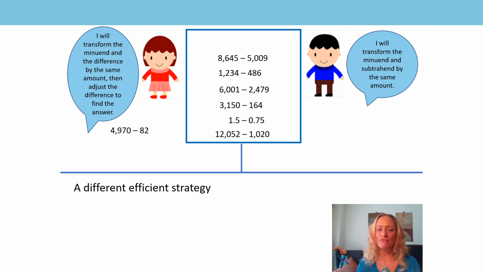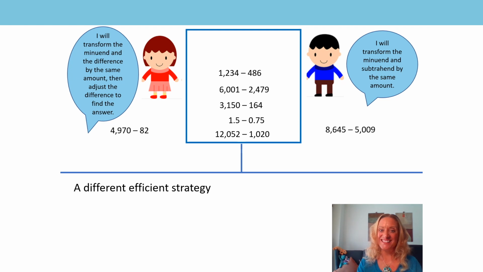8,645 subtract 5,009. What decisions did you make looking at this? I'm looking at 5,009 and I'm noticing that that's close to a multiple of 1,000. Did you do that too? And so actually I could make a multiple of 1,000 by subtracting 9. And actually, yes, whose method would be the most appropriate there? I think it would be Sam's, wouldn't it?